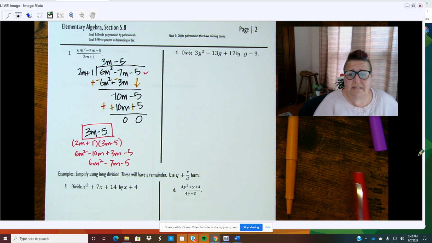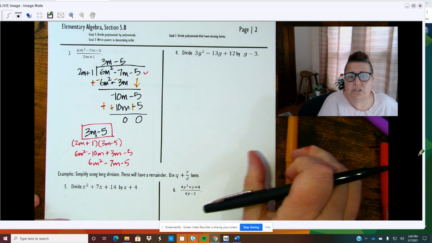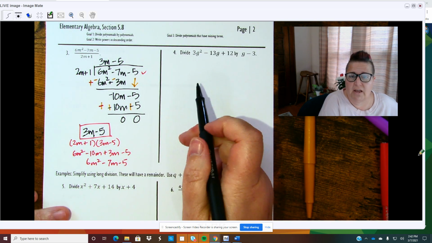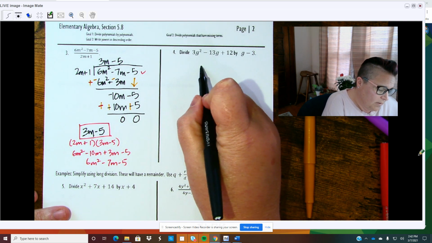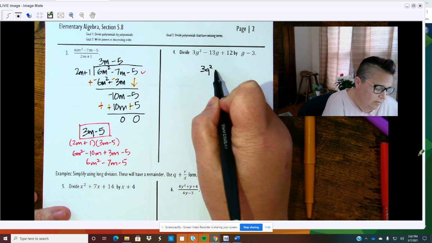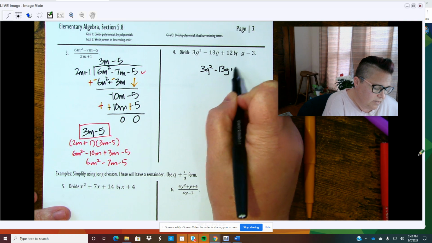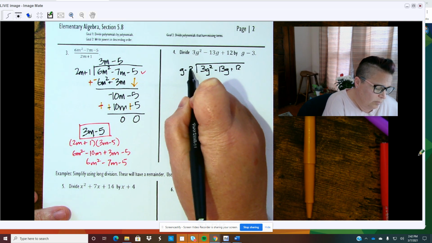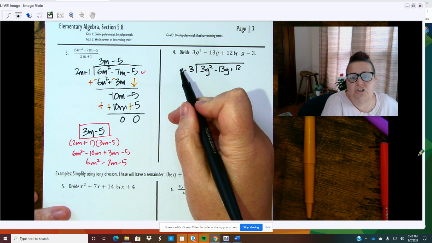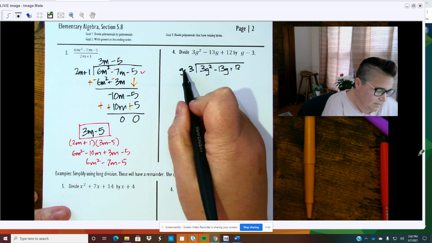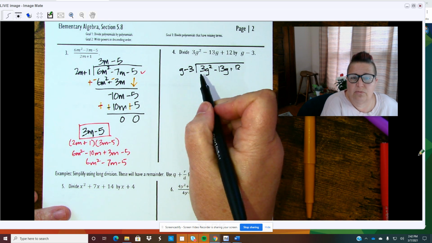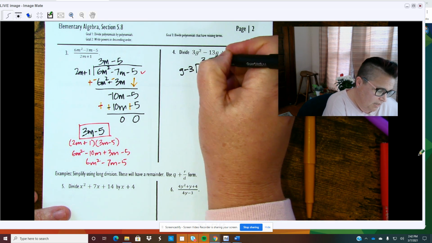Okay, 4 is the same thing again. We're just going in a little bit different form. We're using that divide one by the other. So I'd have a 3g squared minus 13g plus 12 divided by g minus 3. Notice how I'm entirely ignoring the second term because we can work on that. G goes into 3g squared. I need a 3g up there.